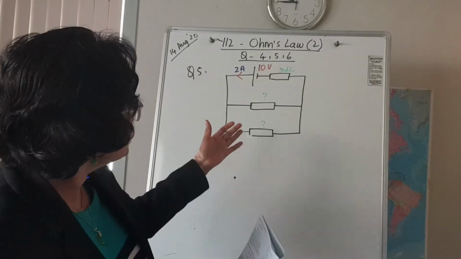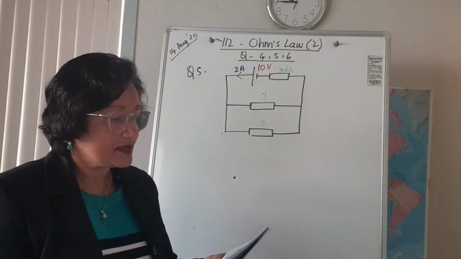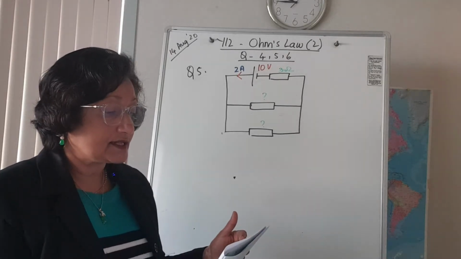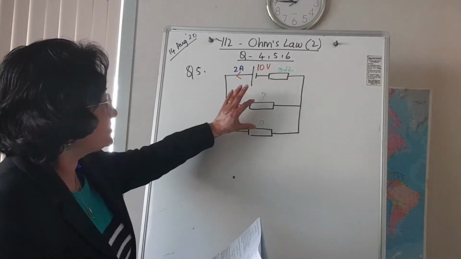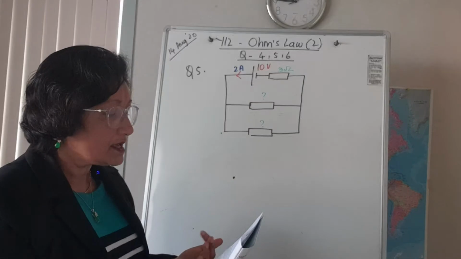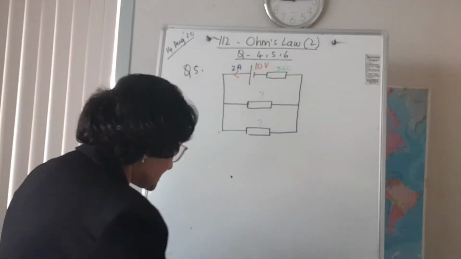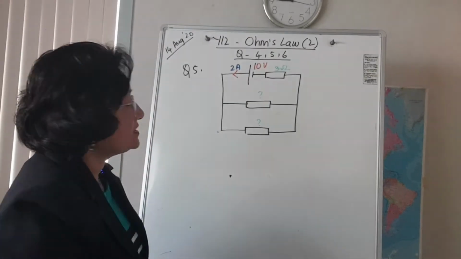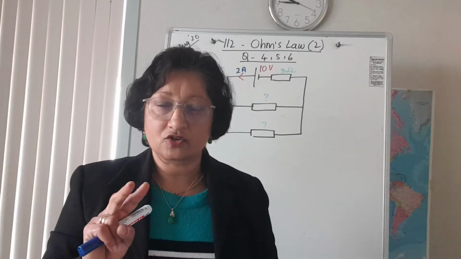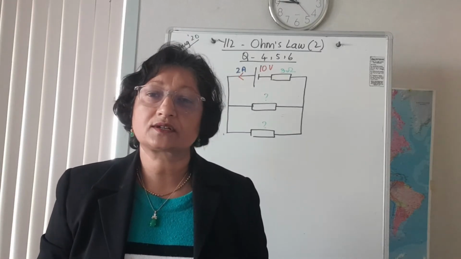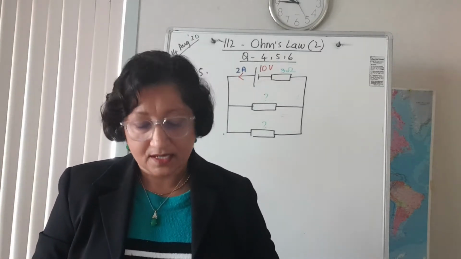Okay, so this is the diagram for question 5 and it says calculate. Two unknown resistors have the same resistance, so we don't know what they are. However, we are asked to calculate the total resistance of the circuit. In order to calculate total resistance, we just need to know two things: the supply voltage and the current drawn from the battery.